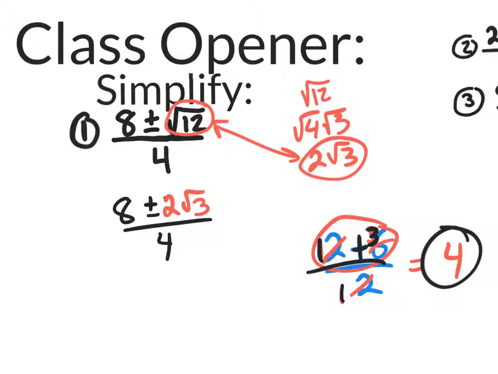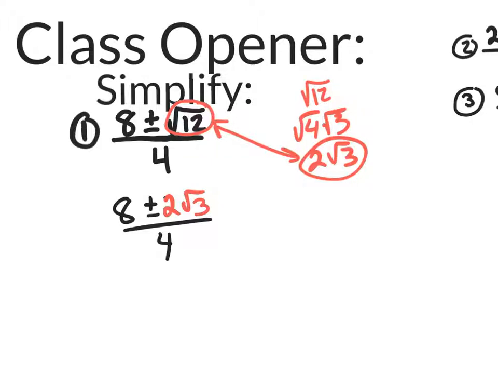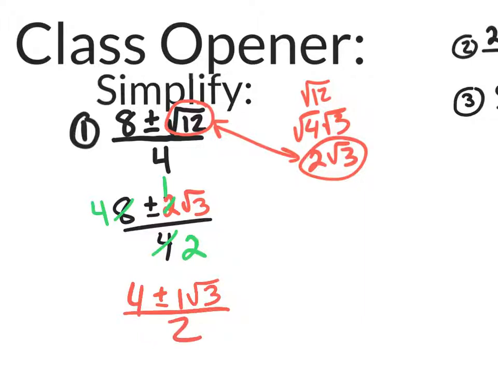Okay, so what I'm trying to say here is when you have 3 terms, you could reduce all of them by 2, and that's what we're going to be doing. So let's reduce all of them by 2. 8 divided by 2 is 4. 2 divided by 2 is 1. You could cancel it out, you could put the 1, you don't have to. 4 divided by 2 is 2. So what we have here is 4 plus or minus 1 square root of 3 over 2. That's the final answer. Okay?